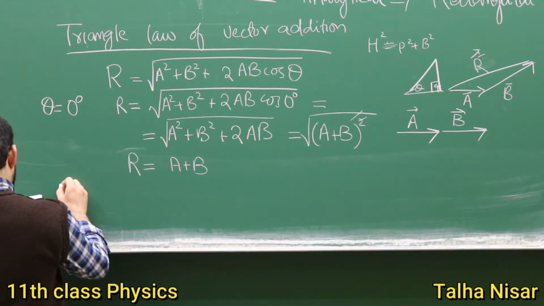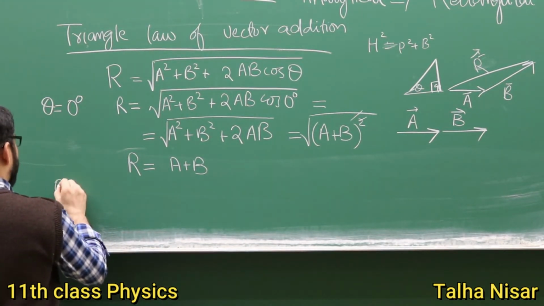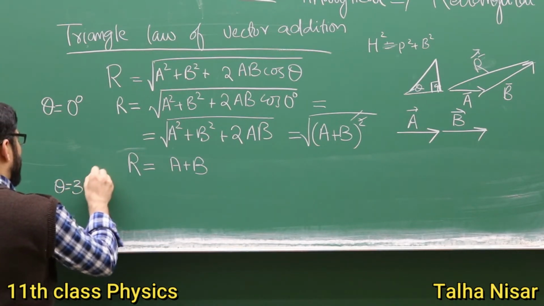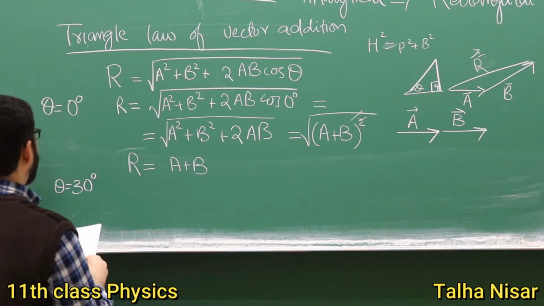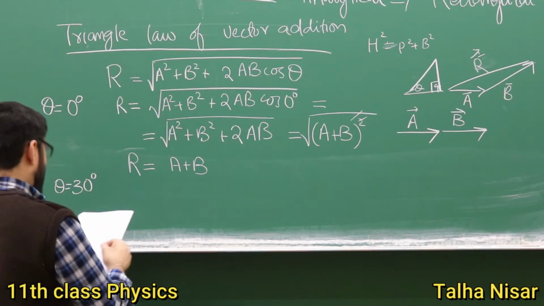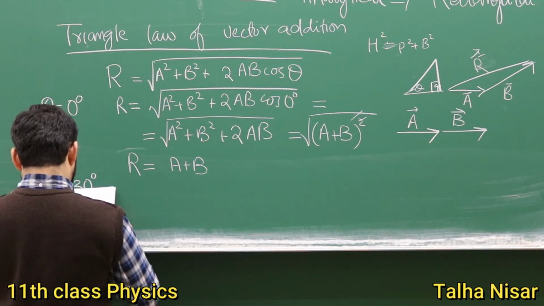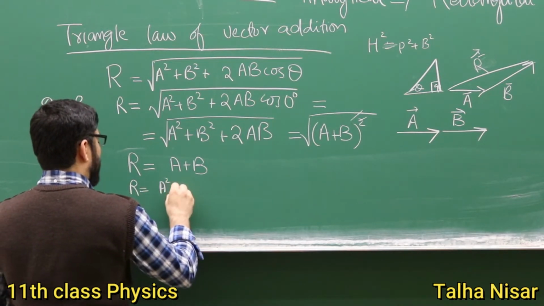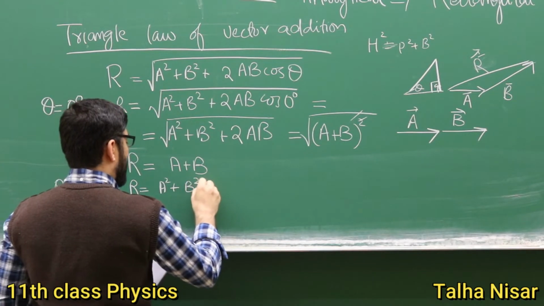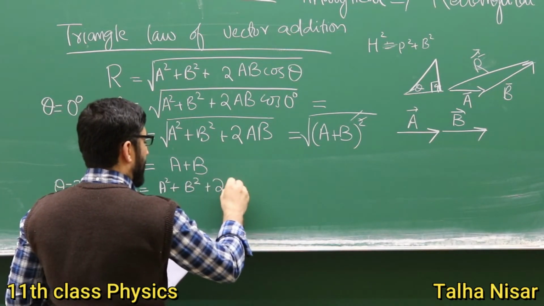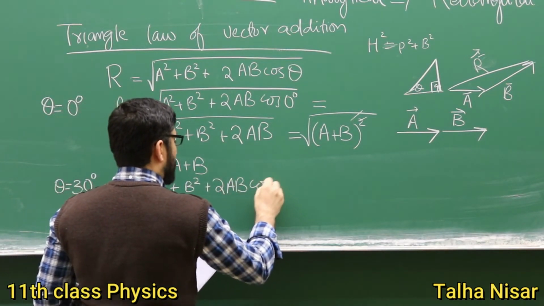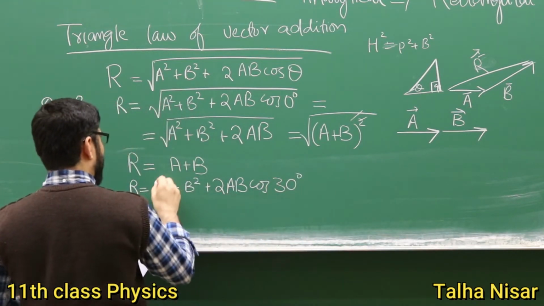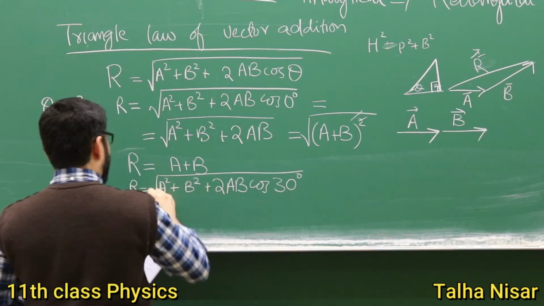Now we take the example of 30 degrees. So theta is 30 degrees. First it was 0 degrees and now 30 degrees. So R equals the square root of a squared plus b squared plus 2ab cos 30.